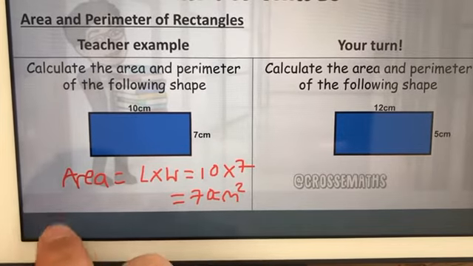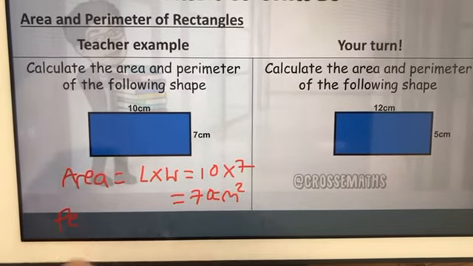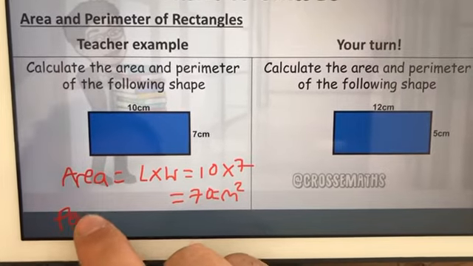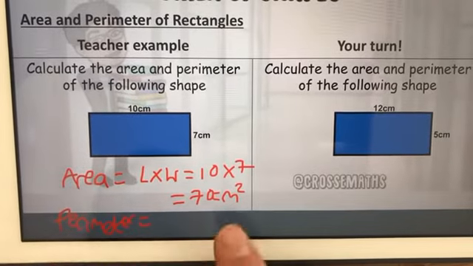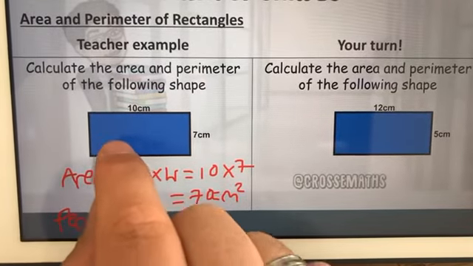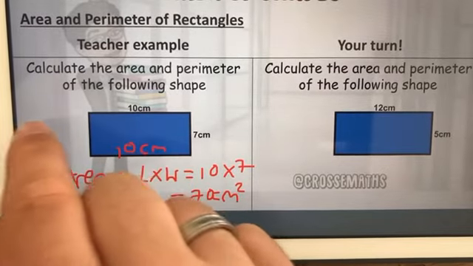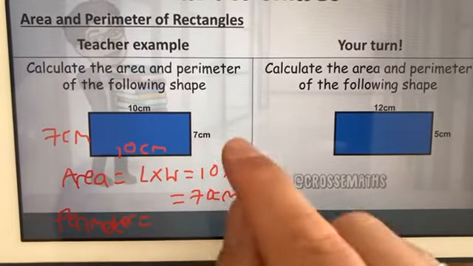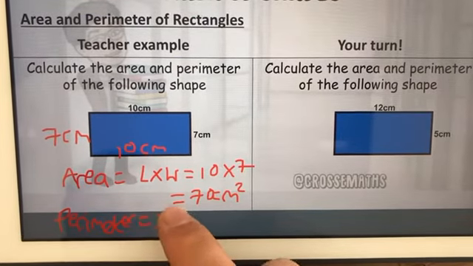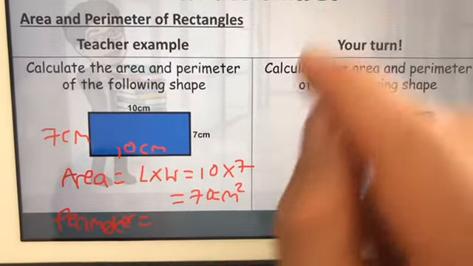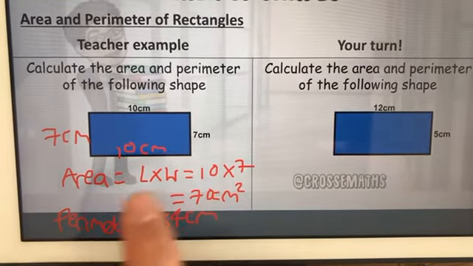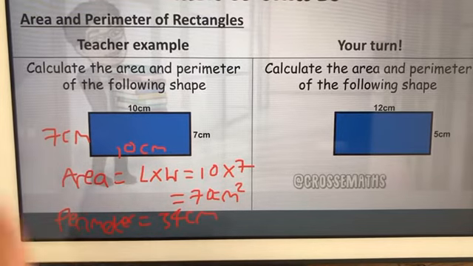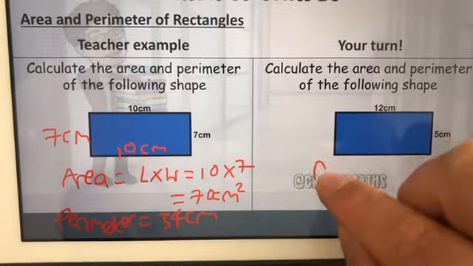My perimeter now is all the sides added up. So I've got to do 10 plus 7 plus this 10 which they haven't labelled, and that 7 they haven't labelled as well. 10 plus 7 plus 10 plus 7 gives me 34 centimeters altogether. So my perimeter is add up all the sides, area is do length times width. Right guys, get that example written down just so you remember what it is. Have a go at the one on the right hand side for me, please. I'm going to do the one on the right hand side in a minute's time.